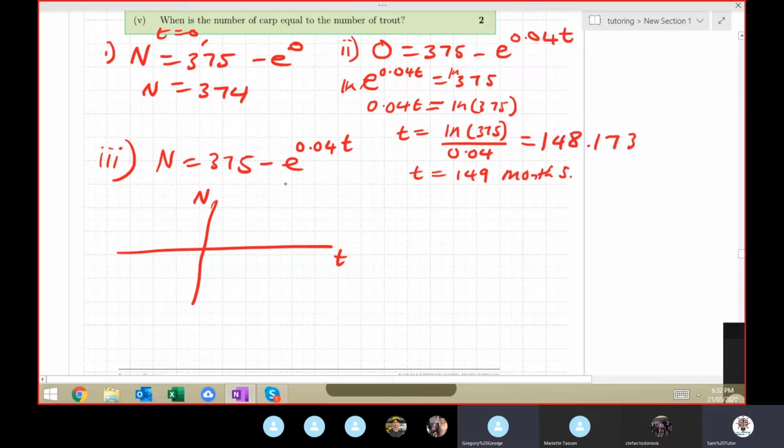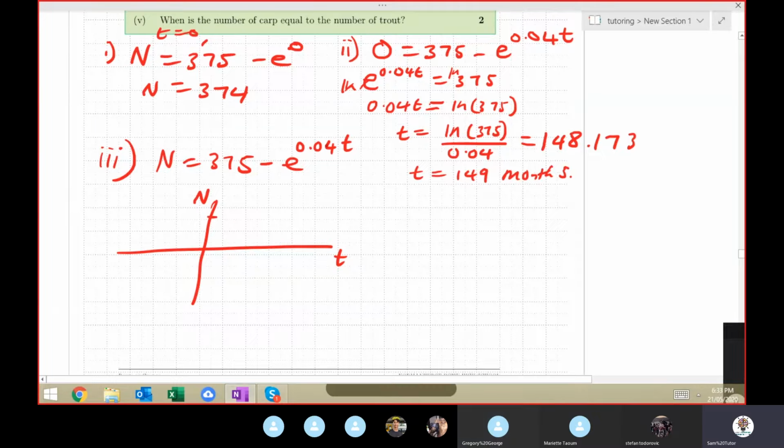Yeah. The y-intercept is at 375. So it's going to be going down. You assume the y-intercept is at 375. It's actually not. When time is 0, you found that it was at 374. Sorry, so it's actually at 374.